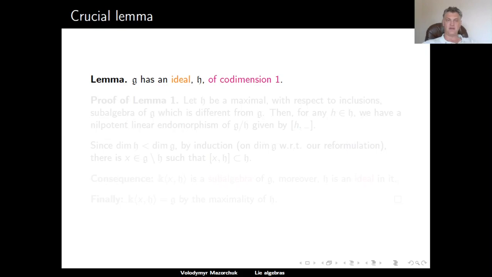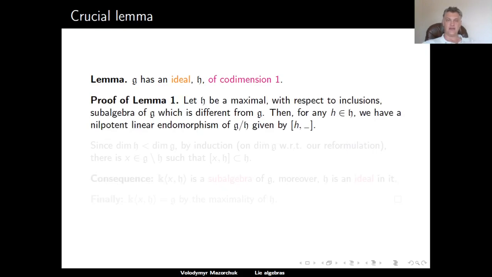We claim that if G is a subalgebra of gl(V) consisting of nilpotent linear transformations, then it has an ideal of codimension 1. How do we prove this? So let H be a maximal with respect to inclusions subalgebra of G, which is different from G. Then, for any element h in H, we have a nilpotent linear endomorphism of G modulo H given by bracketing with h.